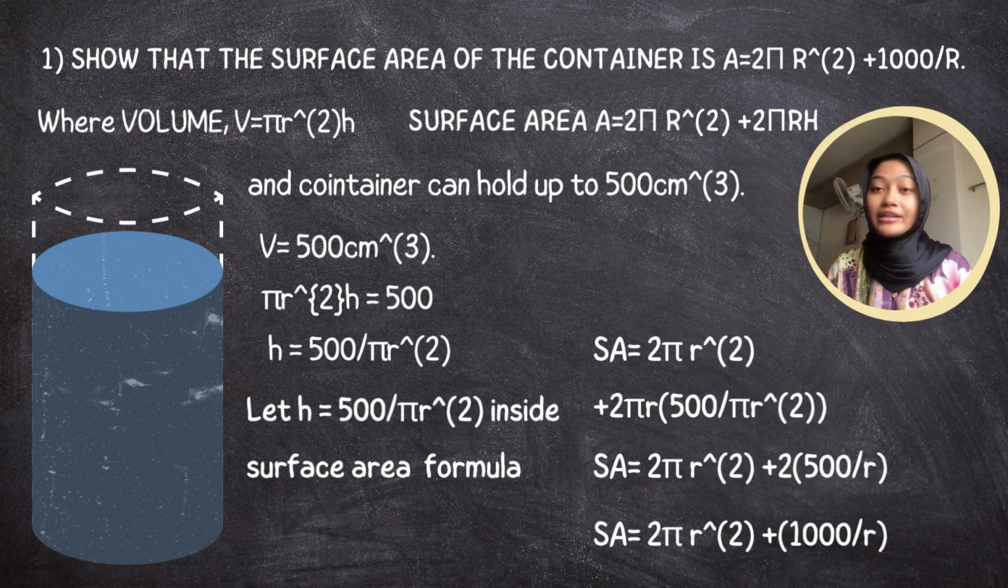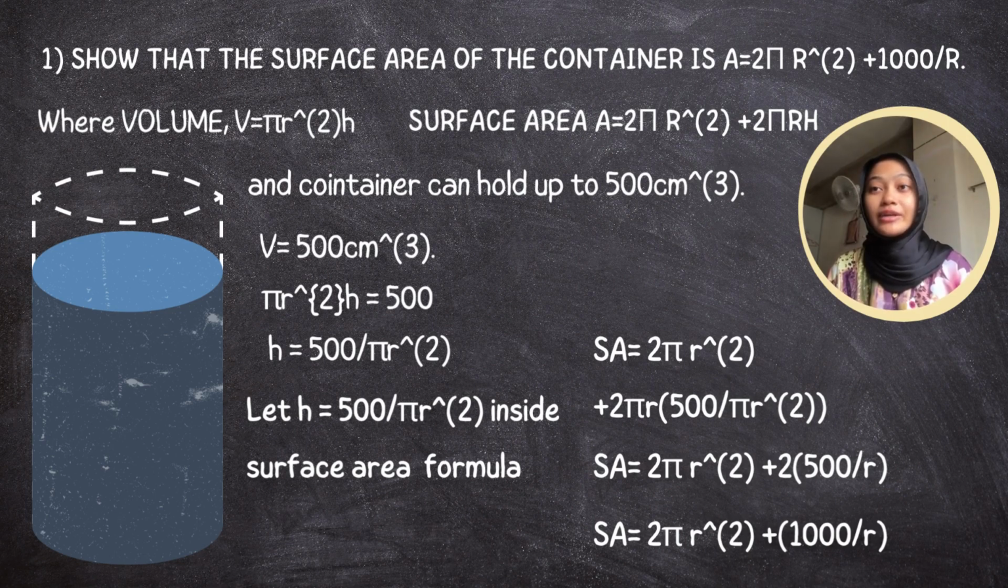From this equation, we can get the value of h. So we can do a simple calculation, and here we get h equal to 500 over pi r squared. Here, let h equal to 500 over pi r squared inside the surface area formula. As we know, surface area formula, A equal to 2 pi r squared plus 2 pi r h. We can substitute h with 500 over pi r squared. So the new equation will be surface area equal to 2 pi r squared plus 2 pi r in bracket 500 over pi r squared. After that, we can eliminate pi and r.